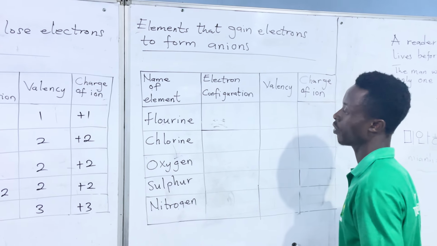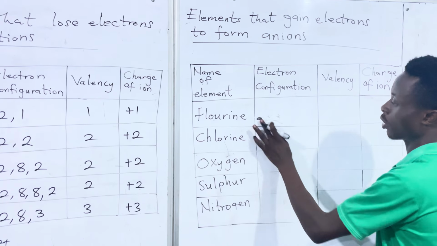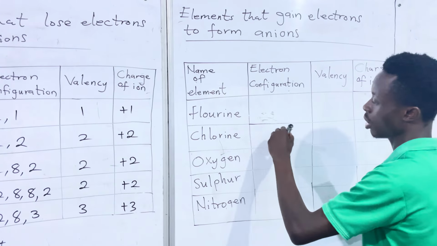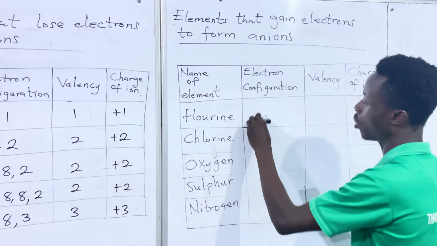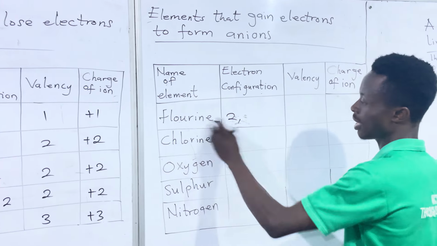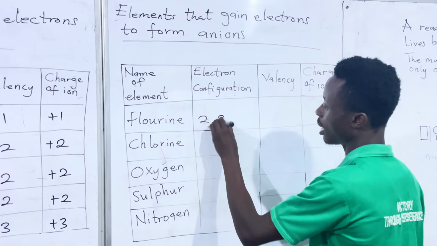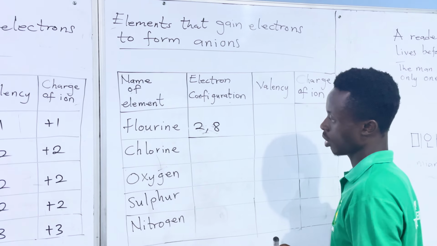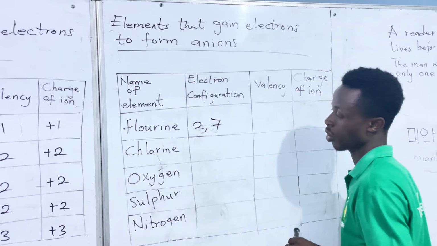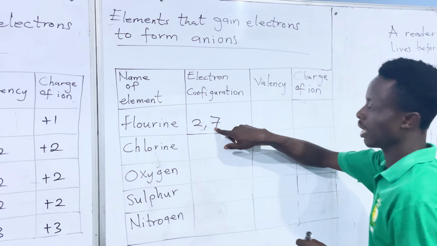So, electronic configuration of fluorine. Fluorine is atomic number 9, so it has 9 electrons in its shell. The first shell will take 2, and then the second shell is going to take 7, sorry. So that's it. But look at this place.